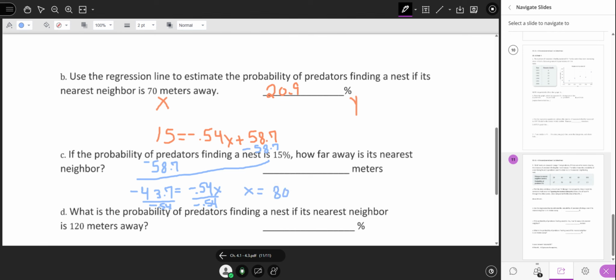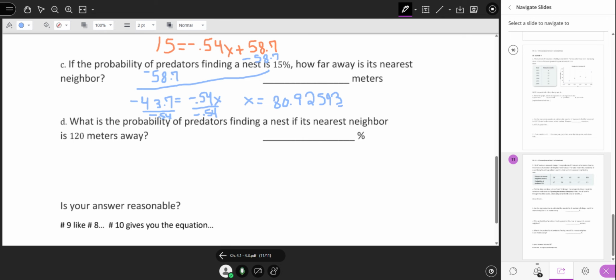80. And when this gives you a big long number, put at least 3 to 5 decimal places. So I've got 80.92593. So I rounded it here at the 5th decimal place.